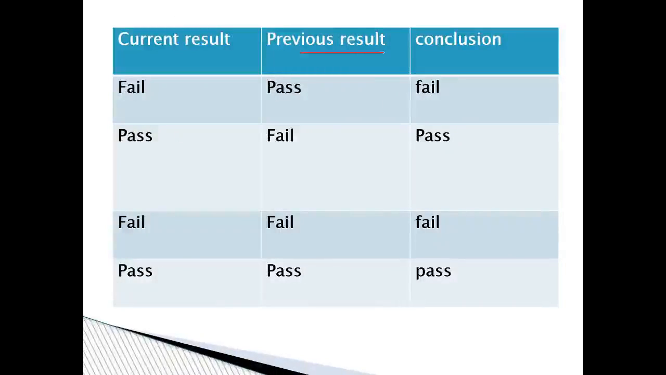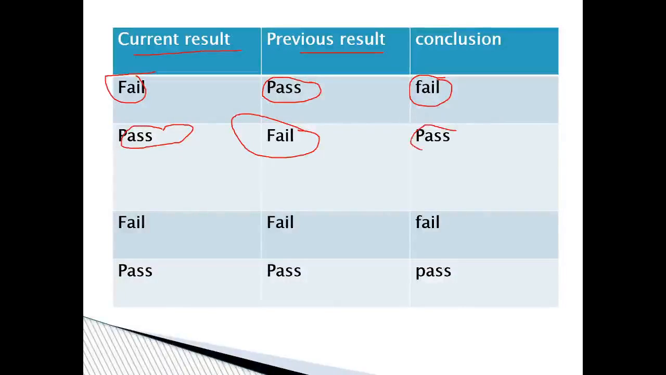Now this is the previous result and this is the result after making changes. In the previous build, if the result was pass and after making changes the result is fail, then you need to come to the conclusion that the functionality is not working, it is failed. Now if the previous result was fail and after making changes it is pass, then the conclusion is the result is pass, the functionality is working. Now if the previous result was fail and after making changes it also failed, then the conclusion is the functionality is not working, it is failed.